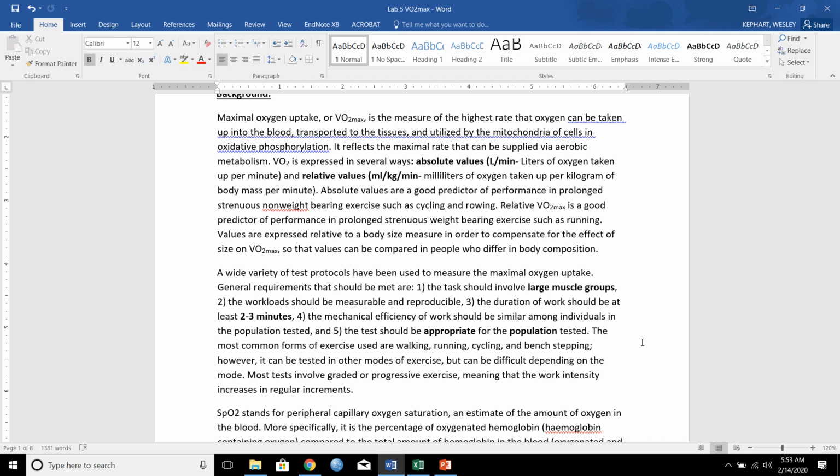Next thing, the test should be appropriate for the population tested. So if we have like some Tour de France cyclists testing their VO2 max on an arm cycle ergometer or on a like Bruce protocol running on a treadmill, that's not really what we want to do for them. So there's an important thing for us to know there.